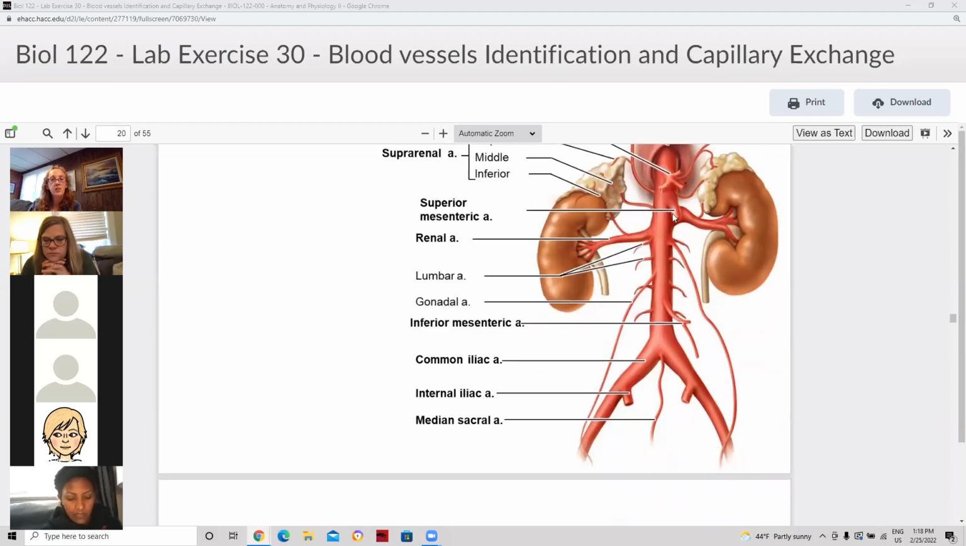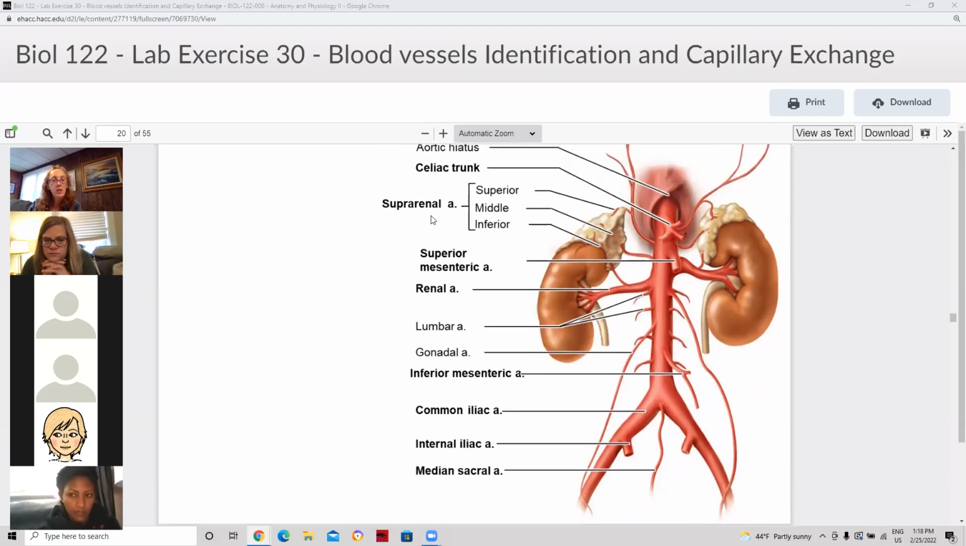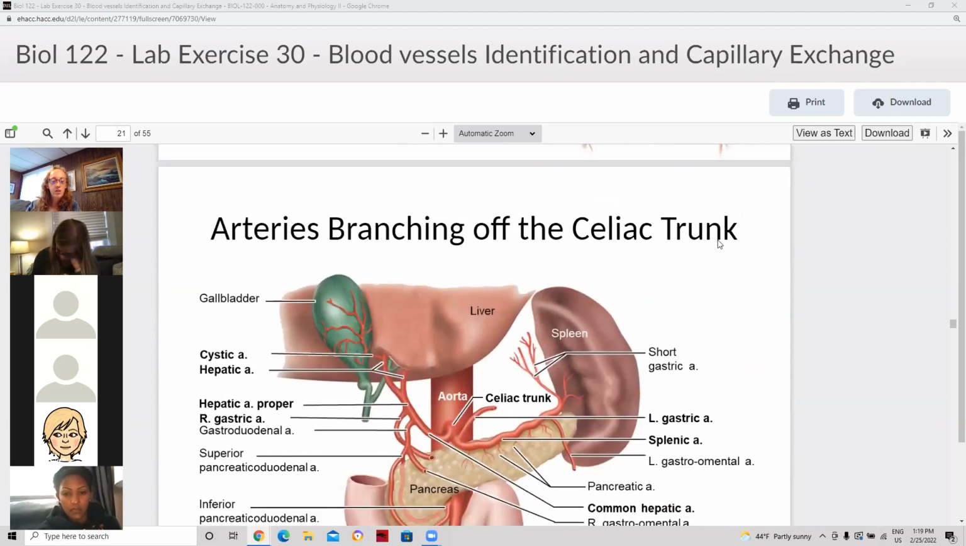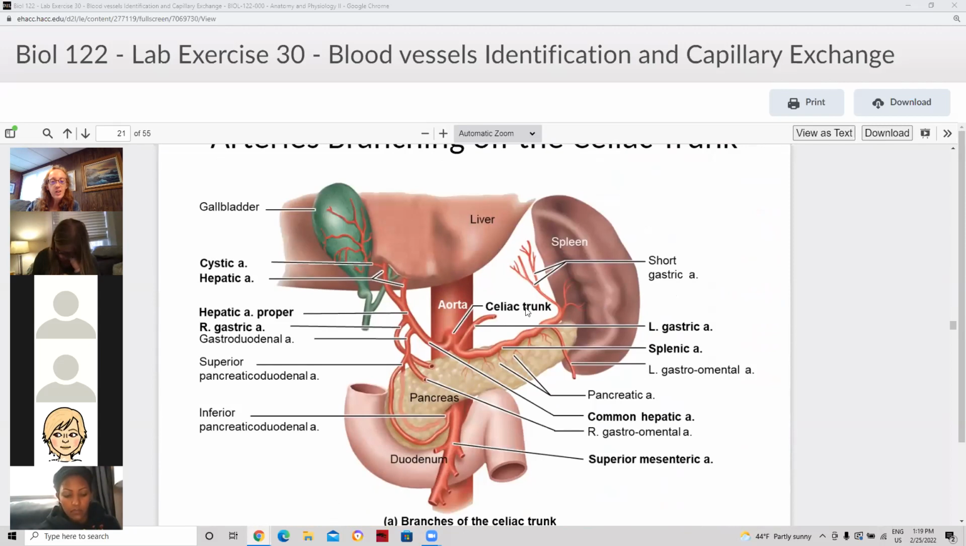Renal arteries going off to the kidneys. Suprarenal going to above the kidneys. Well, what gland is above the kidneys? The adrenal glands. So the suprarenal arteries are going to the adrenal glands. Getting a good close-up of the celiac trunk and also the superior mesenteric, which is coming off later. Celiac trunk right here. Here's the abdominal aorta.